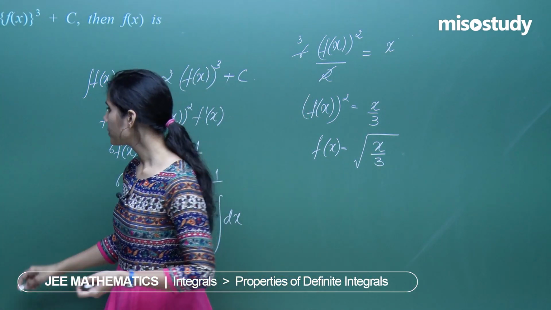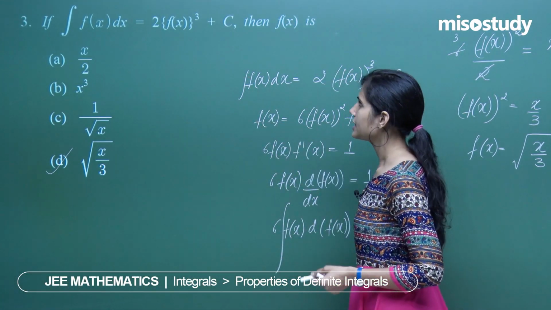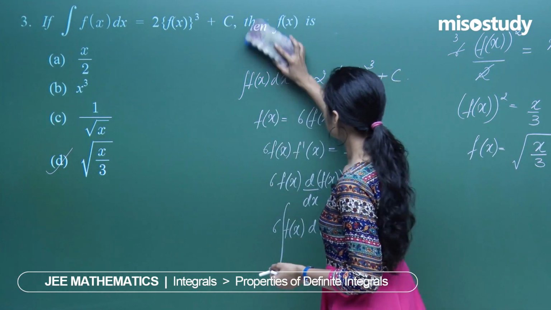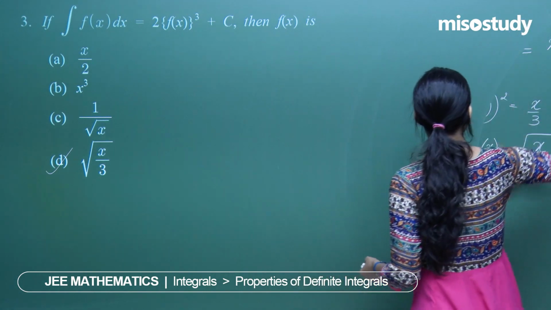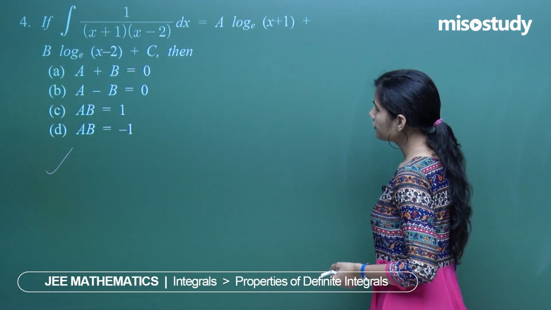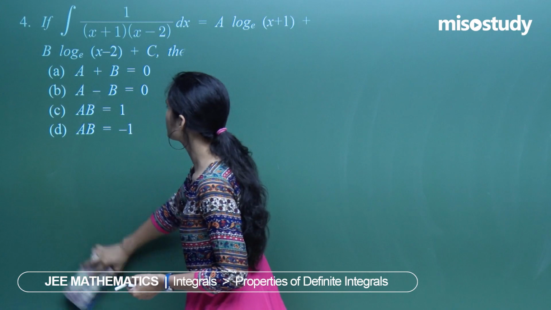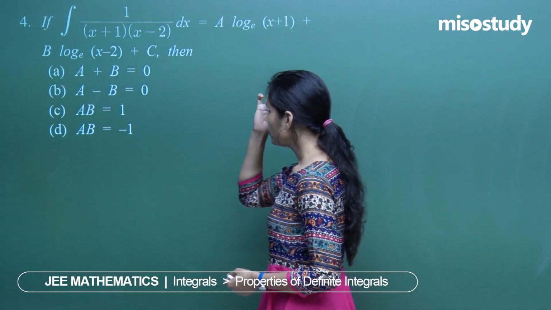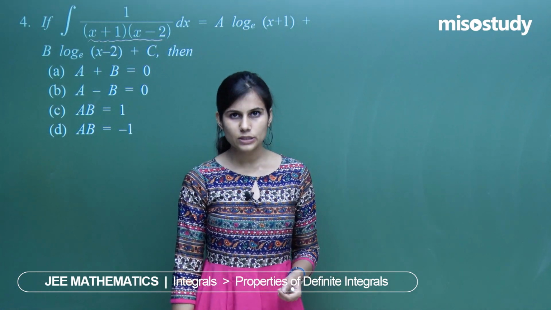That is how you compute your f(x) when you have the information that integral f(x) dx is twice of f(x) whole cube. Now if I move towards the next question, let's see what that calls for. Question is, if this is equal to a log (x plus 1) plus b log (x minus 2), then what is the relationship between a and b? Now you can see over here, integration by partial fractions is going to come into picture.